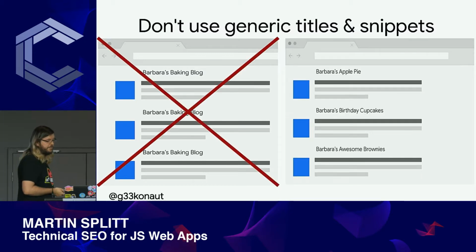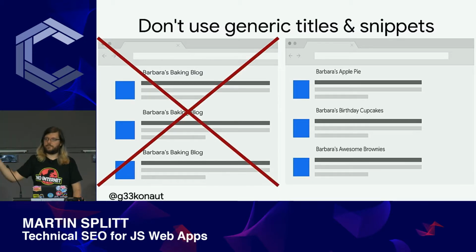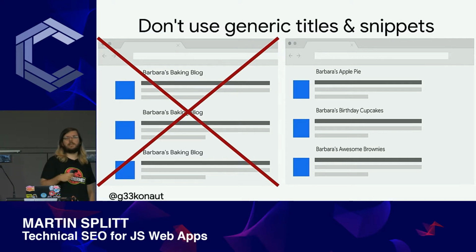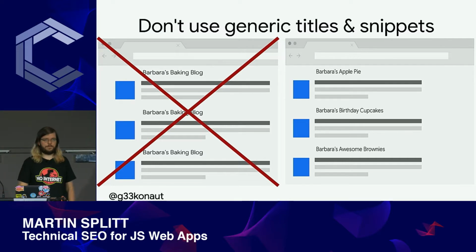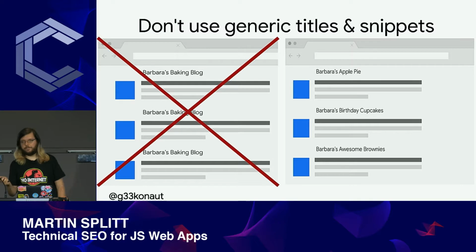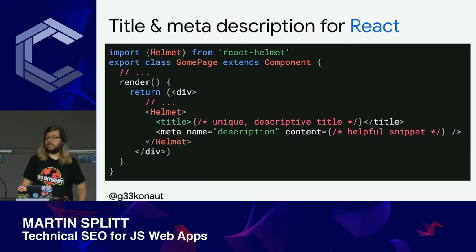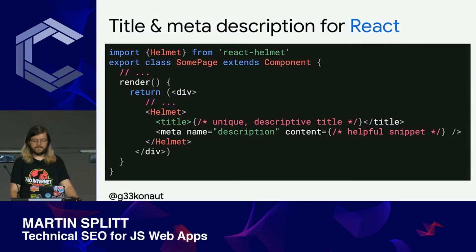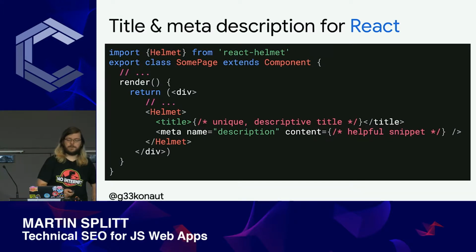So the easiest thing you can do is have specific titles and descriptions on your websites to tell the user this is what the page is about. It's a very simple trick. You can do that in your framework of choice. In React, I would highly recommend installing React Helmet. It allows you to use your props in the components to set the title and meta description.